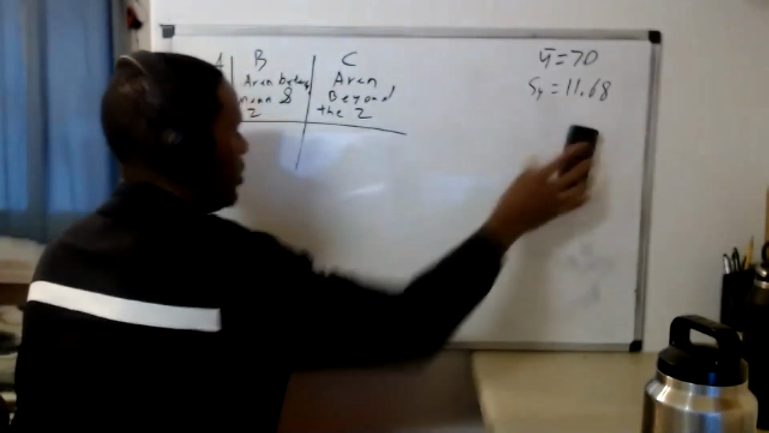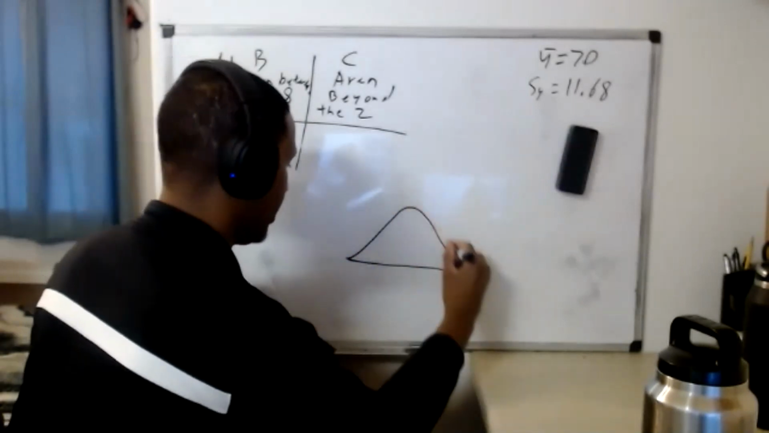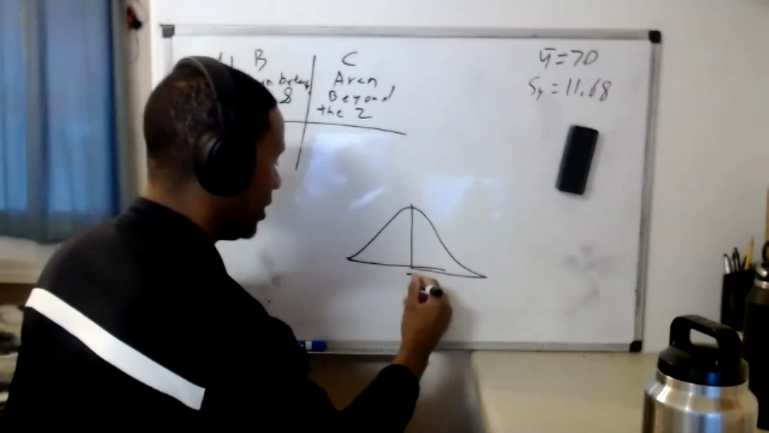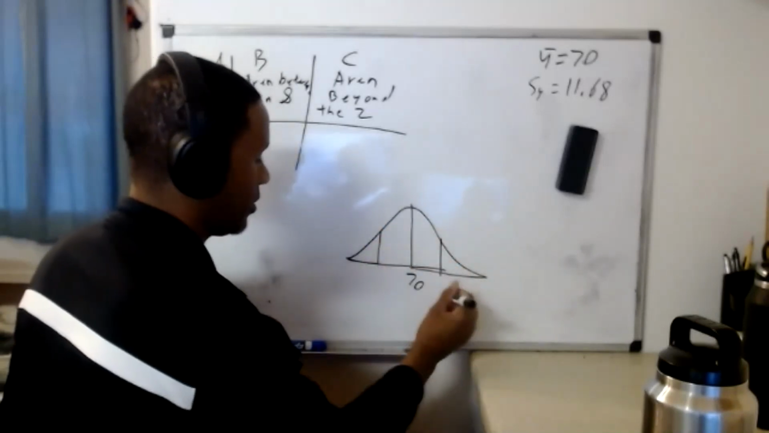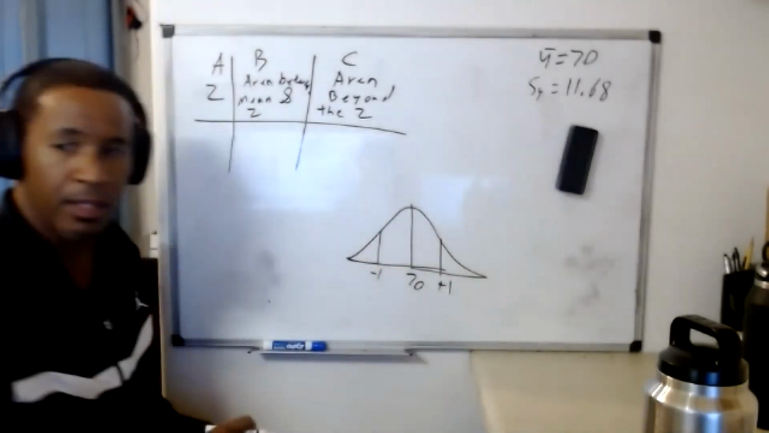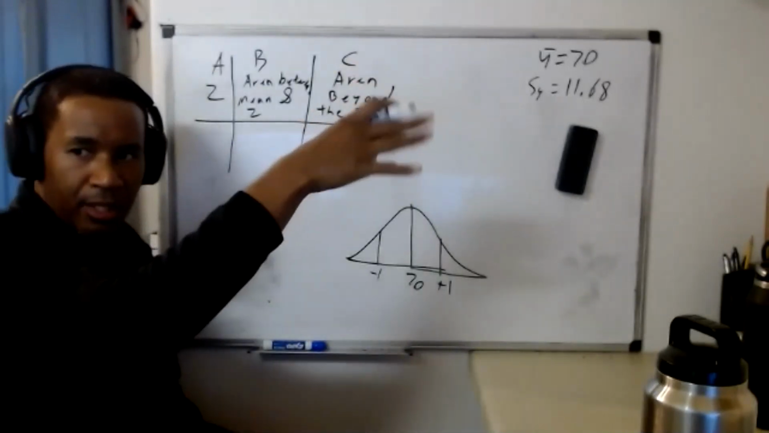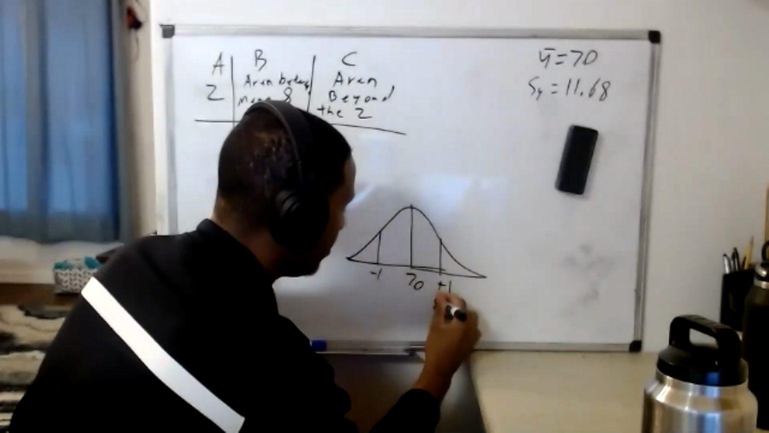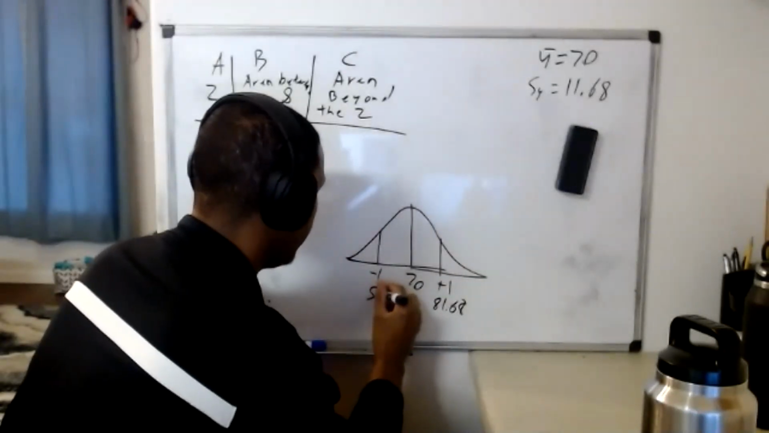So if y'all remember, we said that 68.26% of all the cases in the distribution are going to fall within one standard deviation above and one standard deviation below. So one standard deviation above 70 with our numbers is 11.68, right? So we would have 81.68 here, 58.32 here.